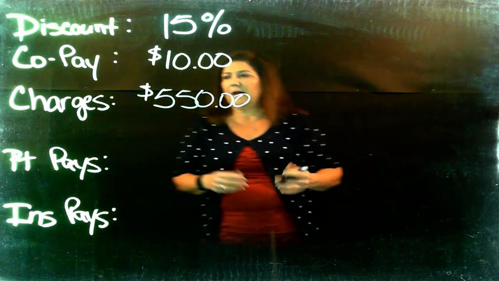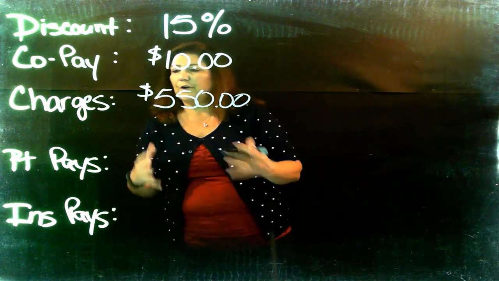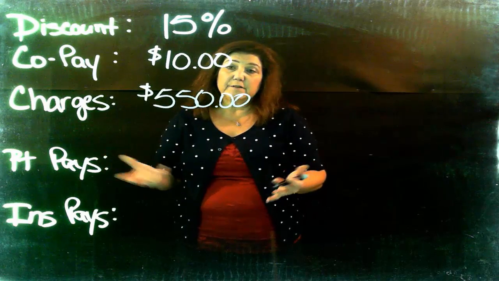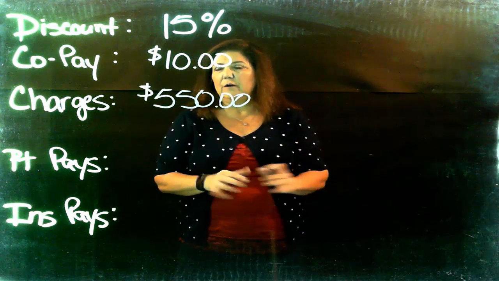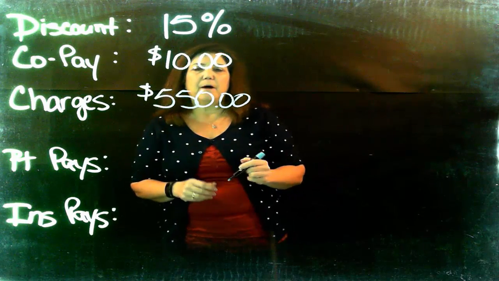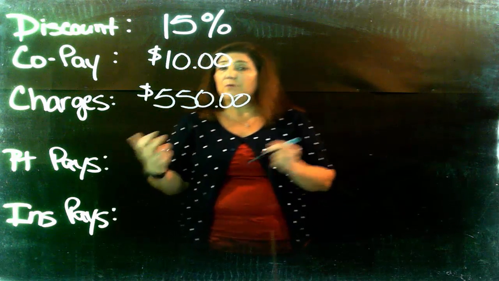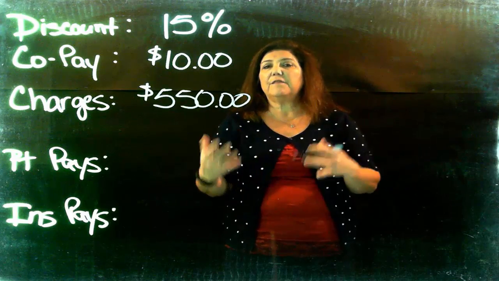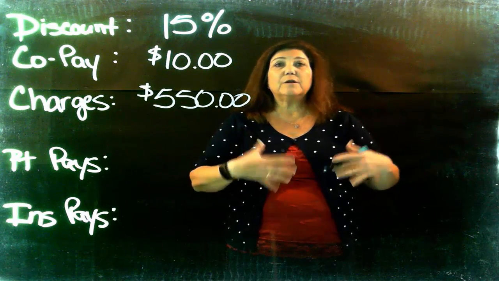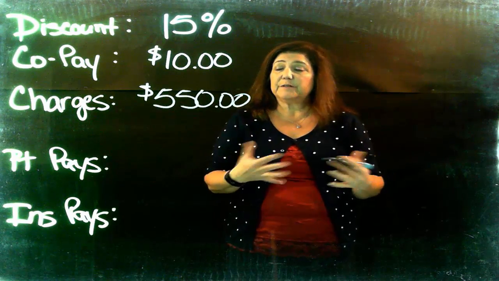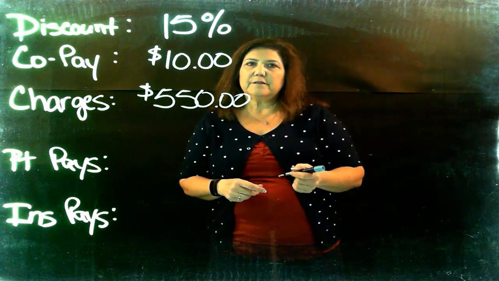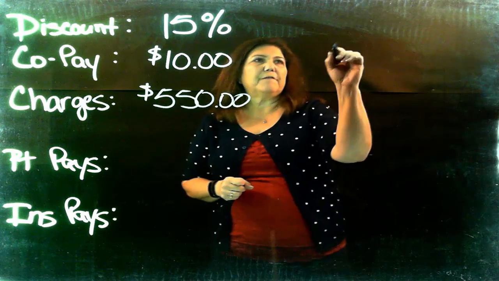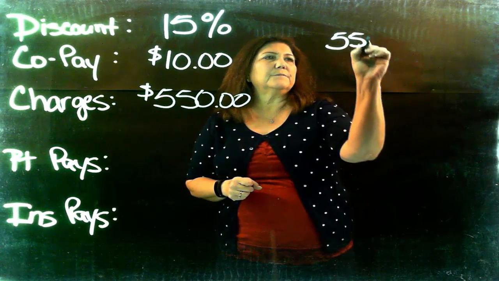Well, the first thing we have to figure out before we figure out how much the patient's going to pay and what the insurance is going to pay is what the true charges are. And we're going to figure that by taking the discount first. We always take our discount first, and then we determine how much of that portion is the insurance's and how much is the patient's.